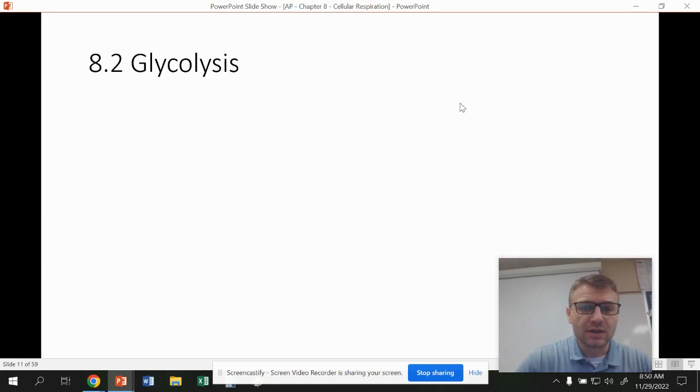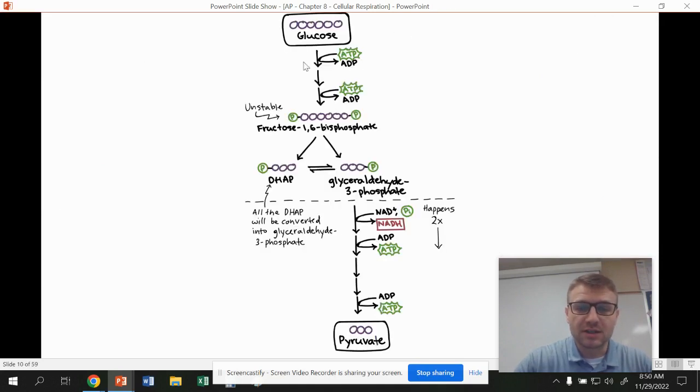Now, let me go back here. So again, we have our energy harvesting step. You can see two ATP are going to be used up. We phosphorylate glucose. It breaks down into two G3P molecules. Now, in all reality, it does break down to something called DHAP, but DHAP is then converted into G3P. So you don't have to know that second step, but just understand this produces two G3P molecules. Now, per each G3P, you're going to produce an NADH and two ATP, but remember, we have to double that because we get two G3Ps here.